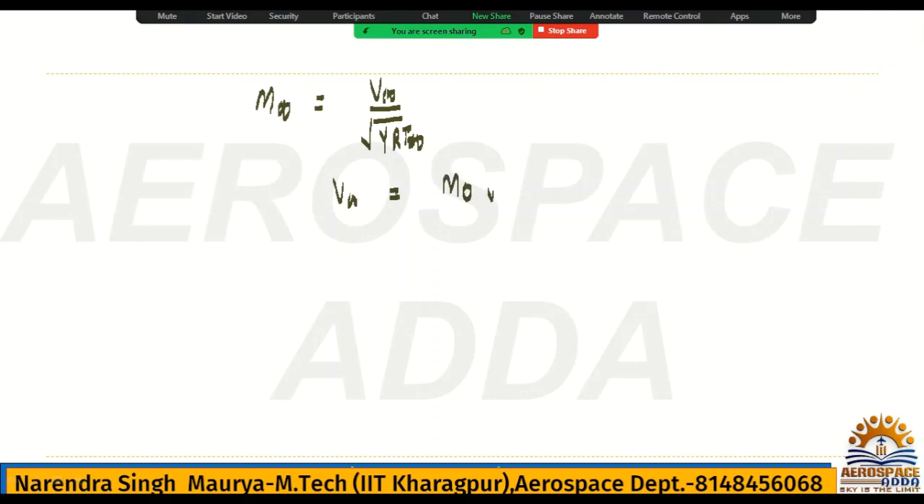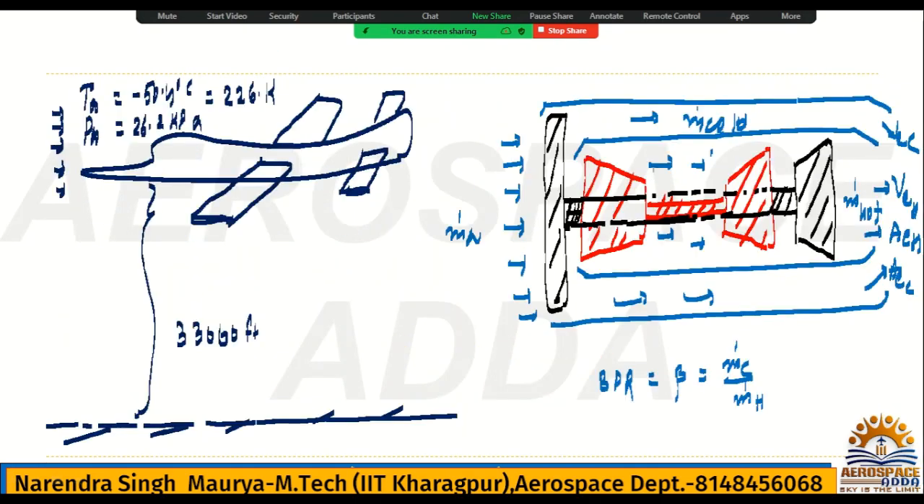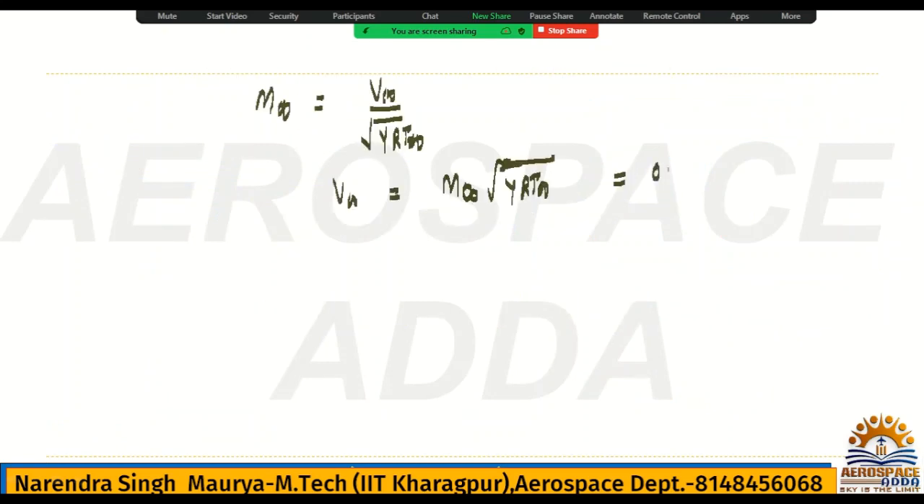So we can write M infinity, root of gamma r T infinity. What is the Mach number? I think 0.9, no? Mach number is 0.9, right? Yes, 0.9, 1.4, 287, temperature is 222.6. If you calculate, what you will get? 1.4, 287, 222.6. Take root of it, multiply it by 0.9.